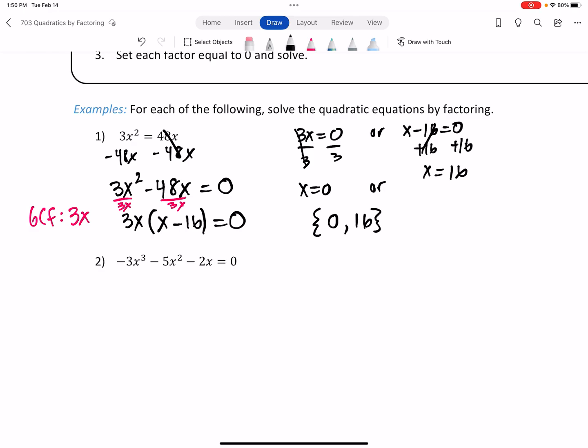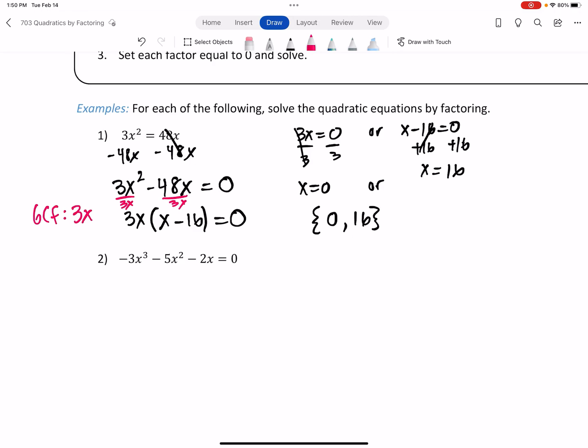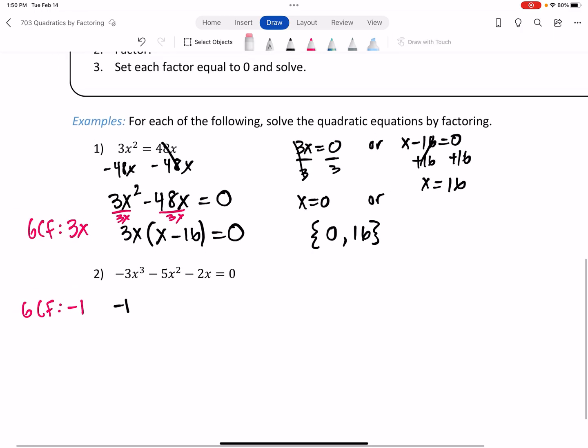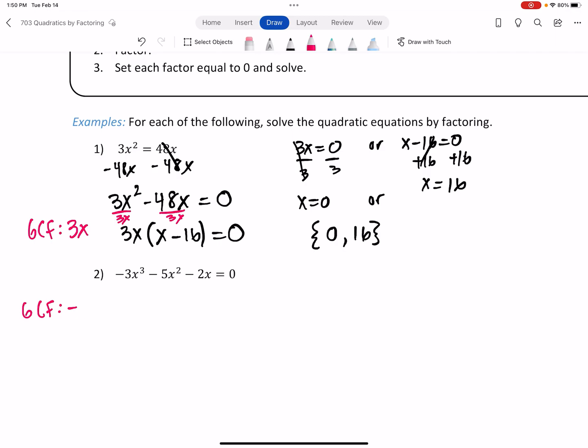Okay, second one. Notice that in this second one, everything's already set to 0. You don't have to do any work first. I'm still going to start by finding the greatest common factor. And what I see in this one is that the greatest common factor is negative x. So I see that each of them have an x that can go in, and they all have a negative 1 in the front. So I'm going to take a negative x out into the front. When I divide the first term by negative x, I'm left with 3x squared. When I divide the second term by negative x, I'm left with positive 5x. And when I divide the third term by negative x, I'm left with positive 2.